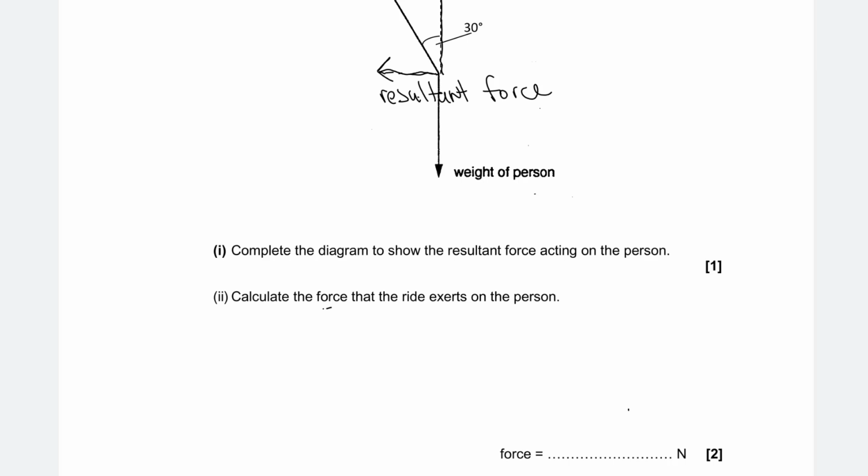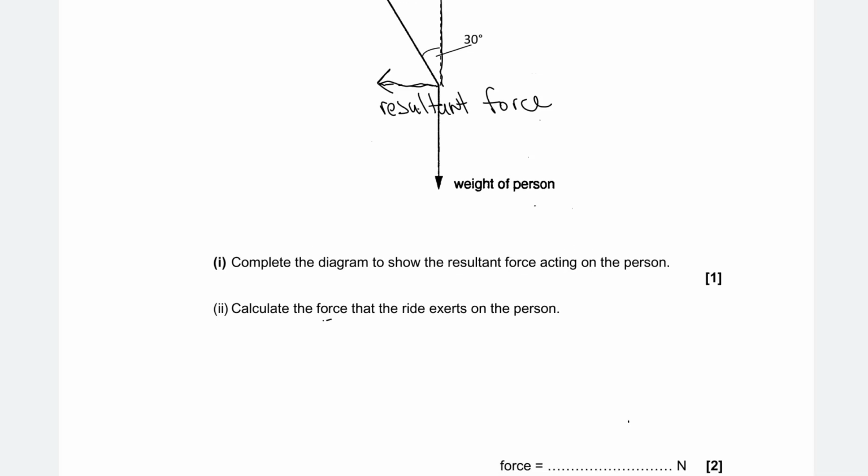Finally, to calculate the force which the ride exerts onto the person, this here is just our hypotenuse, which is just this side. There's a couple of different ways of doing that. We can use this side here, or we can use this side here. We know that this angle here is 30. We're looking for F. We know that the upwards component, if the person is not moving up or down, will have to be equal to mg.